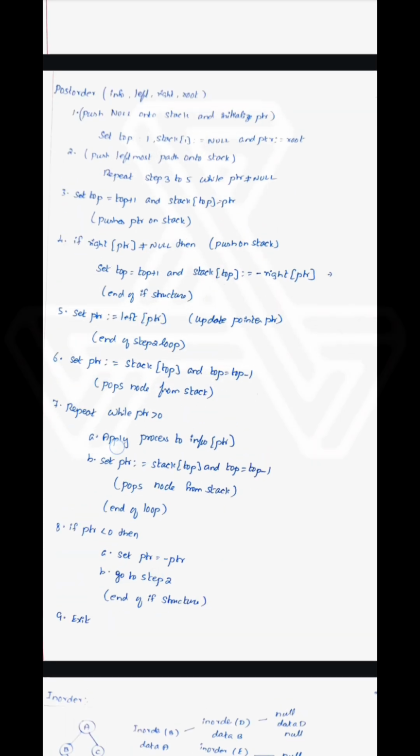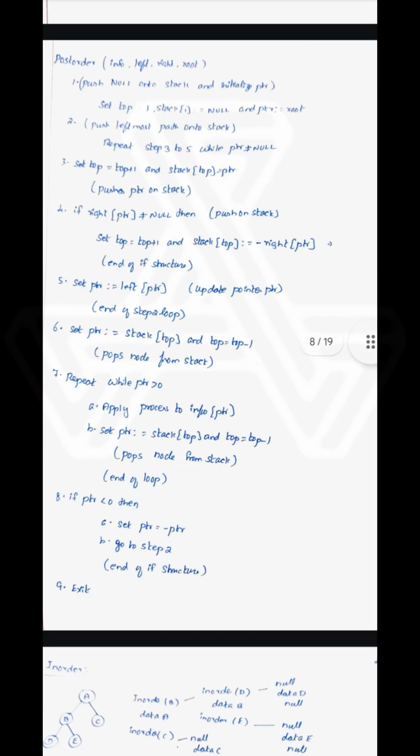Set top equals to top plus 1 and stack of top equals to PTR, pushing PTR onto the stack. If right of PTR is not equal to null, then push onto the stack. Set top equals to top plus 1, stack of top is equal to right of PTR. End of if structure. Then set PTR to left of PTR. Update pointer. End of step 2 loop. Set PTR equals to top of stack and top is equal to top minus 1, popping the node from the stack.